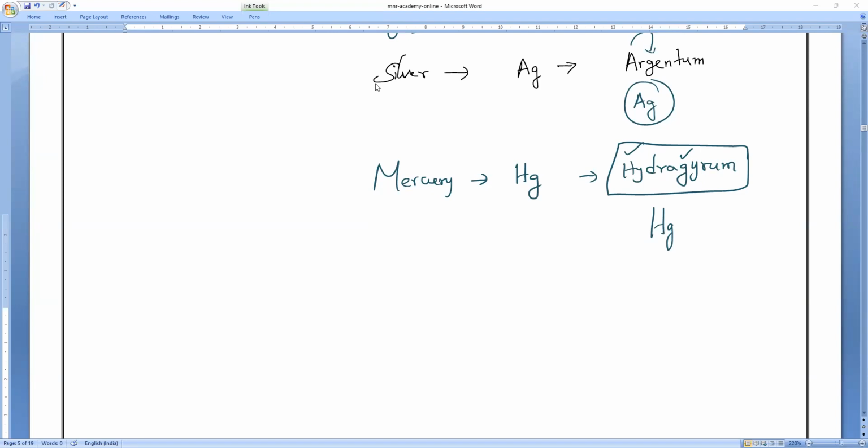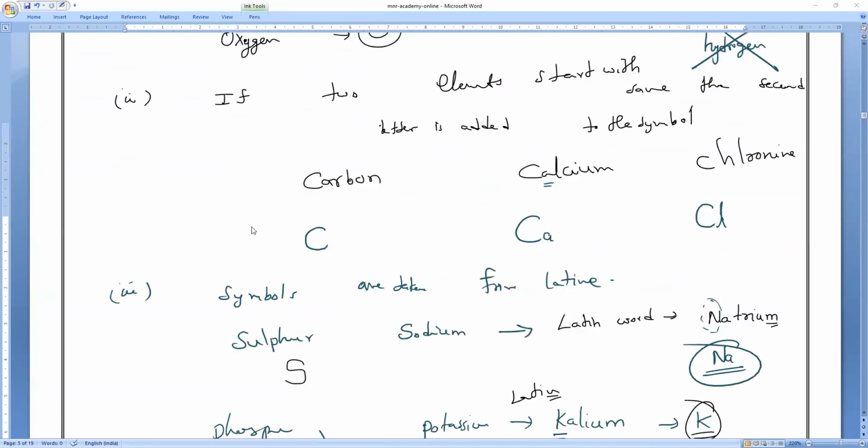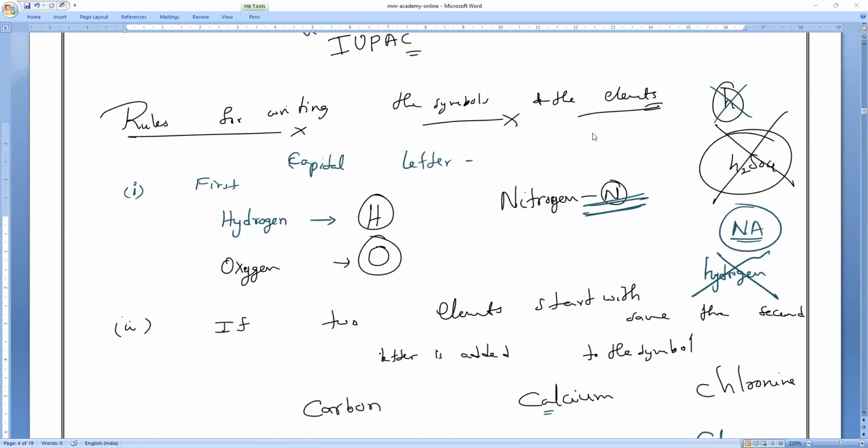Three rules you have to remember. Always remember that atoms of different elements are different from each other. That is why we have to choose different symbols to represent them. Hydrogen atoms are not similar to oxygen, so hydrogen is represented by H and oxygen by O. These are the three rules for writing the symbol of an element. Anybody having any doubt, you can ask me.